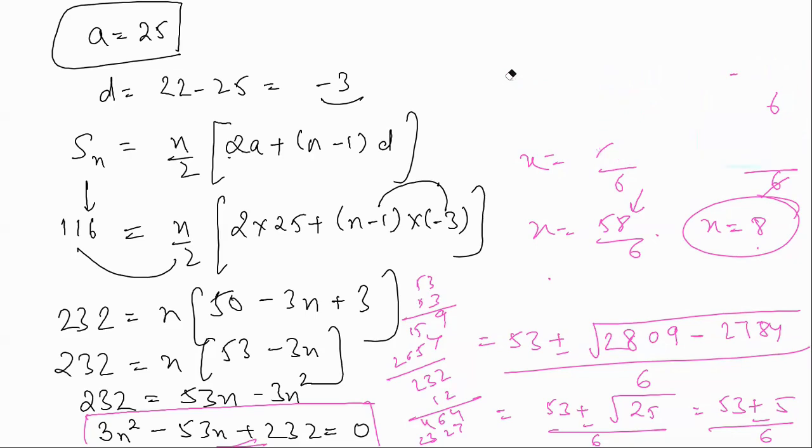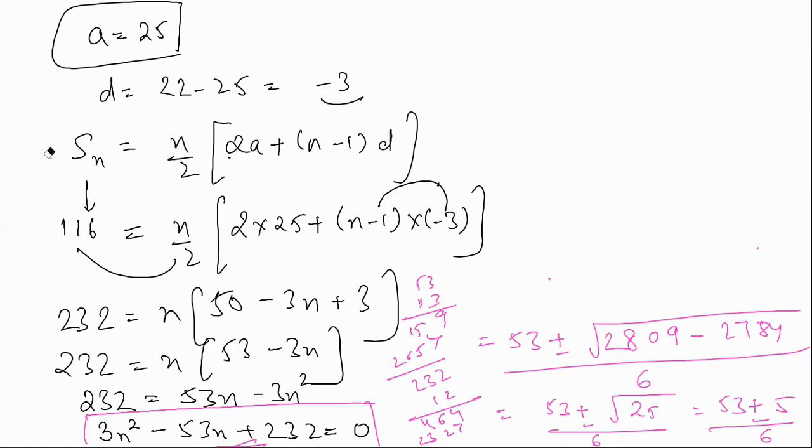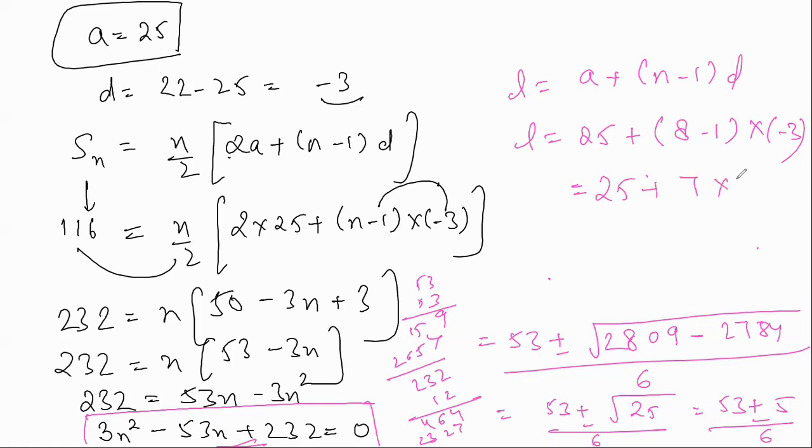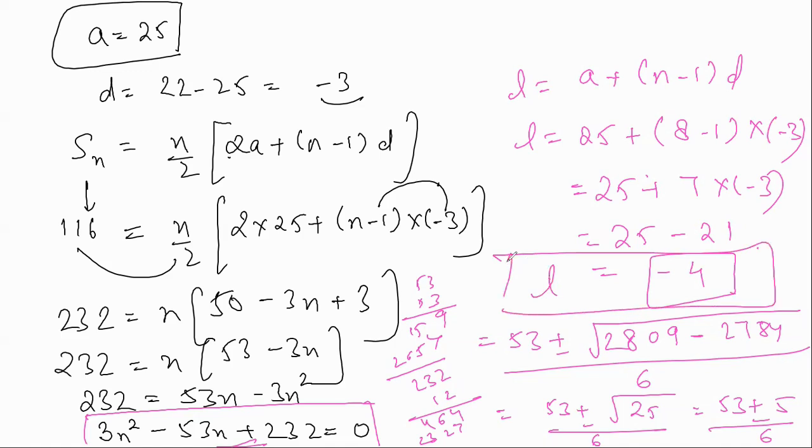So what we will do, we will use the last term formula, where L is equals to A plus n minus 1 times D. So we have to find L. And what is A? A we know that is 25. What is n? n is 8, minus 1. And what is D? I have found out minus 3. So it will be 25 plus 7 times minus 3, which is 25 minus 21. That is equals to minus 4. So this is the last term of the AP.